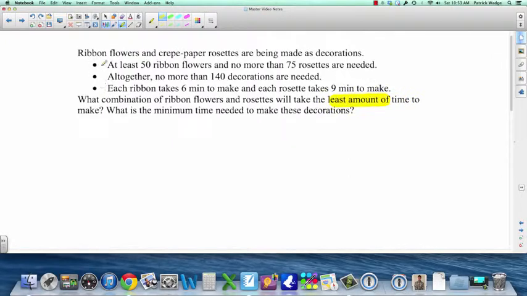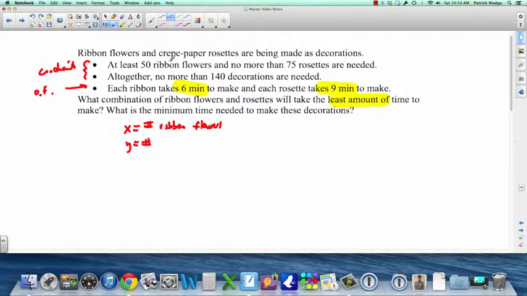So one of these bullets must talk about time. Yes, I see time here. So this is where I'm going to get my objective function. So these ones must be the constraints right here. Let's do the objective function first. Well, first of all, we should do our x equals and y equals. What are the two things we're talking about? We're talking about ribbon flowers, so we'll say x equals ribbon flowers. You could say y equals ribbon flowers, doesn't matter the order you do these in.